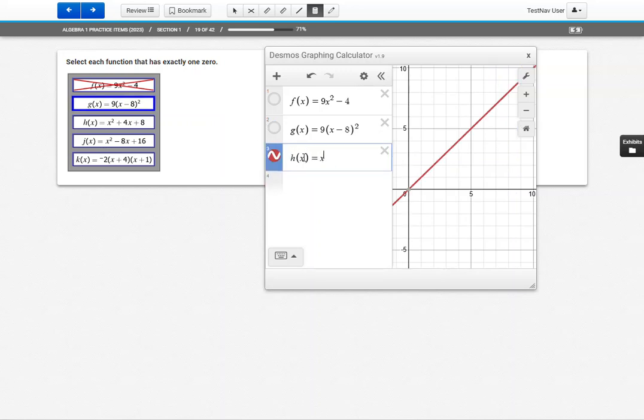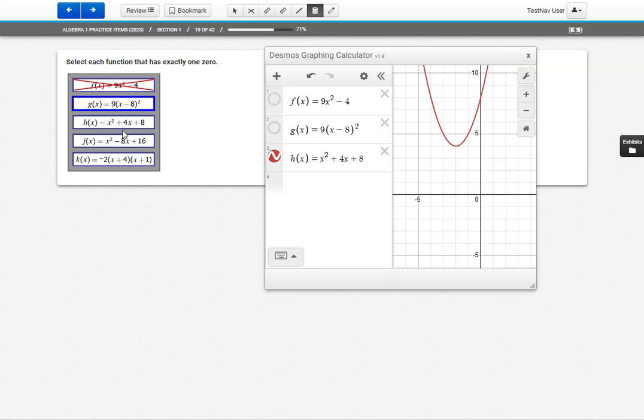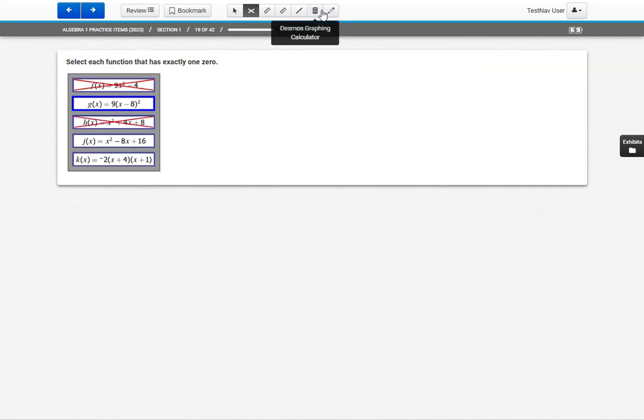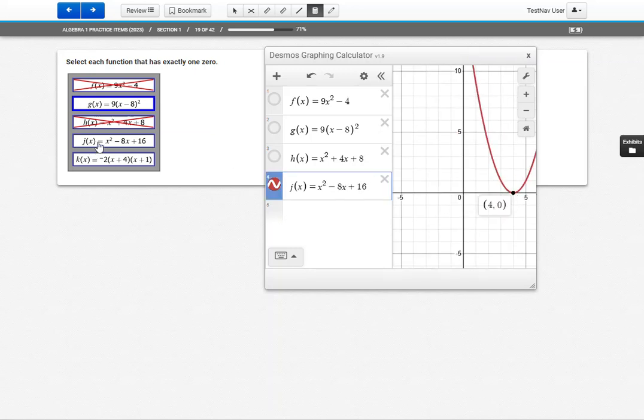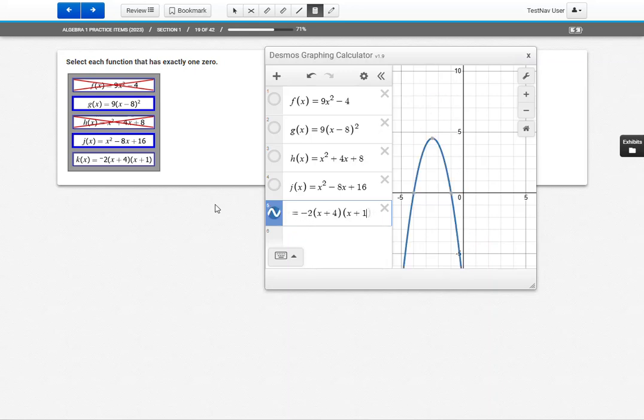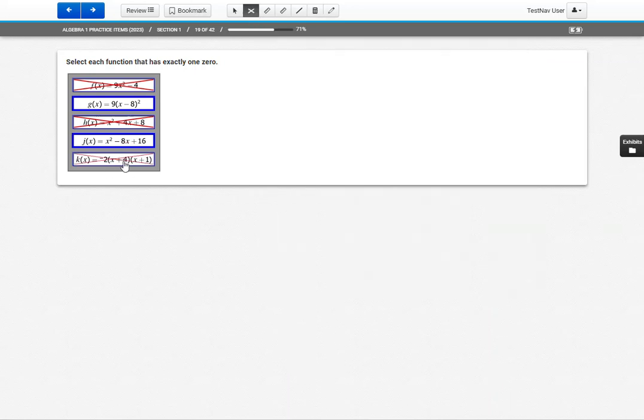H of x has no x-intercepts, right? So this is also no. It has 0 x-intercepts. I'm looking for exactly one x-intercept. This one has exactly one x-intercept. And then the last one has 2 x-intercepts. I don't want that one, right? I only want one x-intercept.